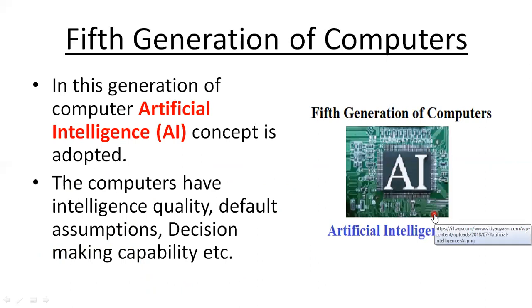What is the fifth generation of computer? In this generation of computer, the artificial intelligence concept is adopted. This is artificial intelligence. That means the computer itself can think. The computer itself can take a decision. The computer has an intelligence quality. Default assumption and decision making capabilities exist for the computer. That is called the fifth generation of computer. This is still in progress.